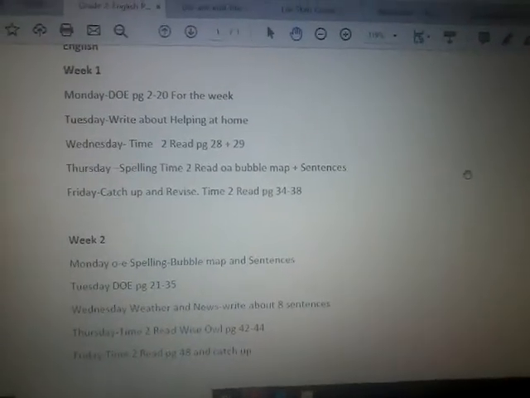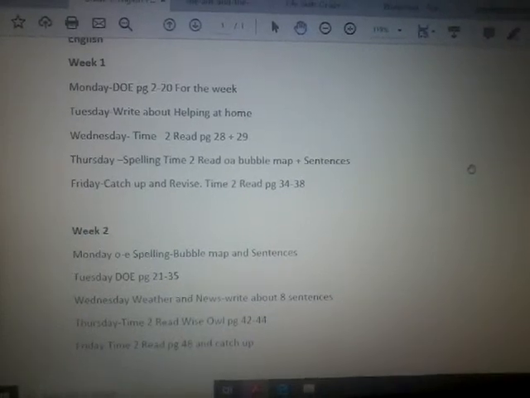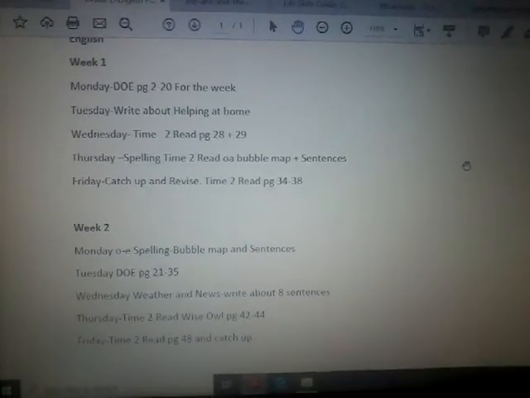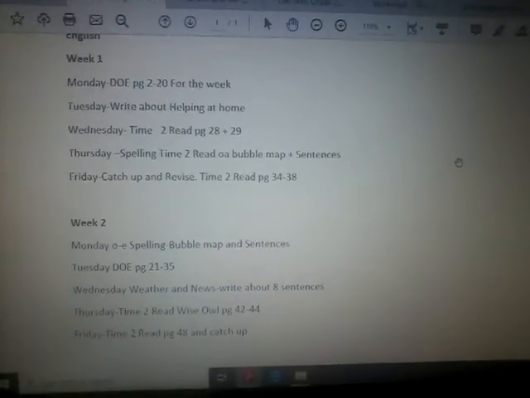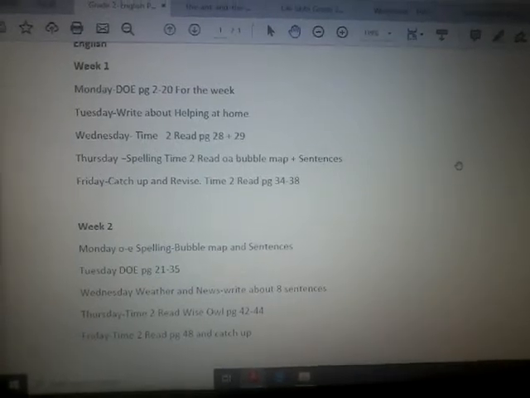There were a few queries about the spelling, time to read, OA, bubble map, and sentences. So I'm going to explain to you how it's done. The girls do this kind of activity weekly. So what they do, we always like to try draw a picture just to make the bubble map a little bit more interesting and fun. So I've just drawn the OA sound in a boat. And I have thought of 5 different words.